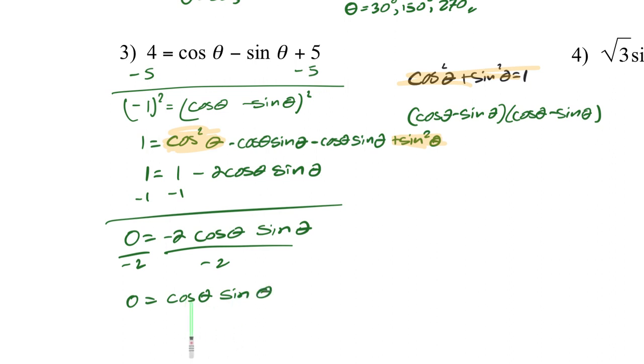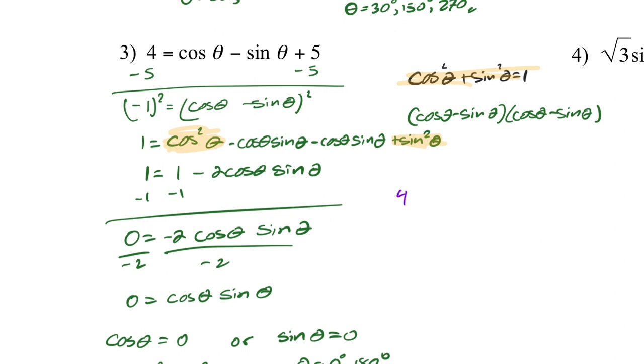Now that I have a product of two factors here, I can take that cosine of theta equals 0, or that sine of theta equals 0. So theta here, where cosine is 0, is at 90 degrees and 270 degrees. And then theta here is at 0 and 180. Now, keep in mind that those are the solutions of this equation that we created when we squared, but not necessarily the ones of the original. So anytime that you square, we're going to have to go and check for extraneous solutions.